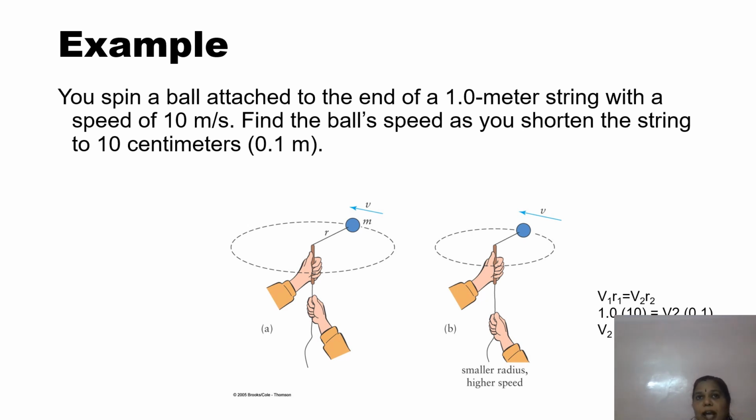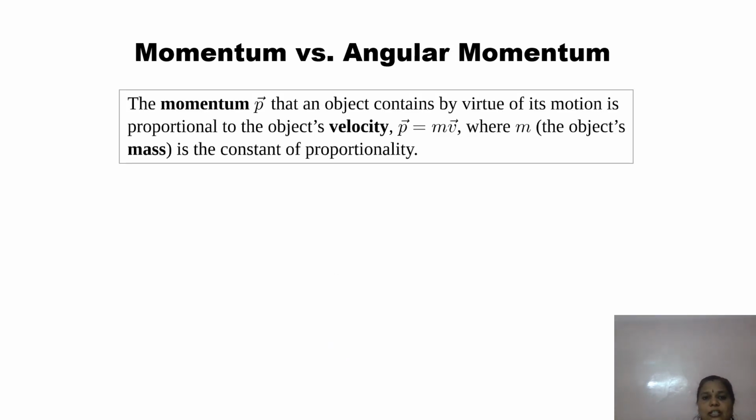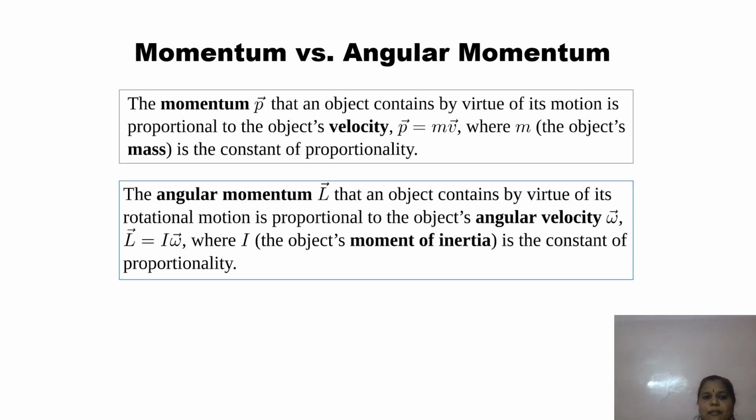So the conservation of angular momentum is nothing but V cross R, that is V1 cross R1 is equal to V2 cross R2. The initial product of velocity and the distance is equal to the final product of final velocity and the distance. So here again, to have a better clarification, what is momentum?